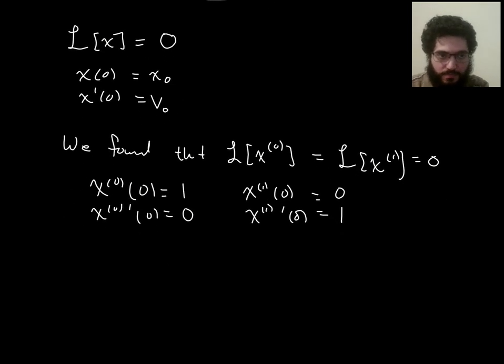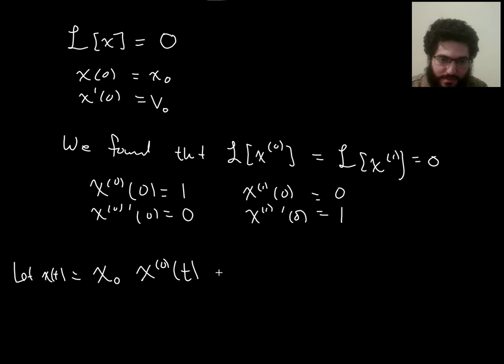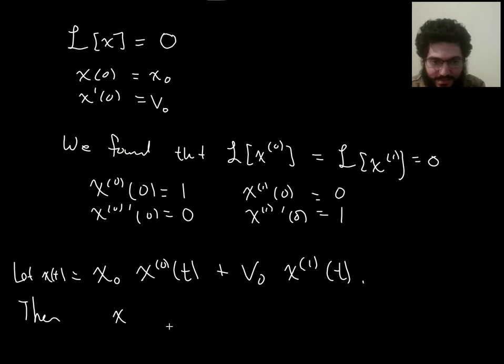So if you take, let's say, so try this. Take x naught times this one, plus v naught times this one. Then, so let's call that x of t. Then x of 0 is x naught times 1 plus v naught times 0. So it's just x naught.